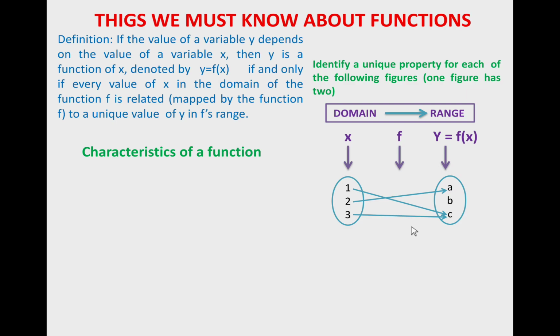This function, let's see, is this function 1 to 1? I don't think so, because 1 and 3 are mapped to C. So two elements from the domain are mapped to a single element from the range. That means this is not 1 to 1. Is this function onto? It's not onto, because not every element in the range is mapped to by an element from the domain. Basically, B is not mapped to. So this is neither 1 to 1 nor onto function. And the mapping is neither 1 to 1 nor onto. Let's take a look at another function.